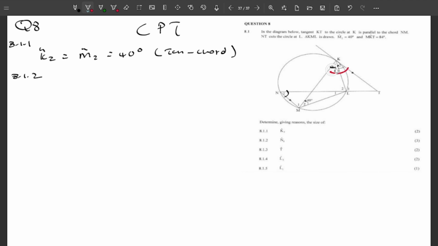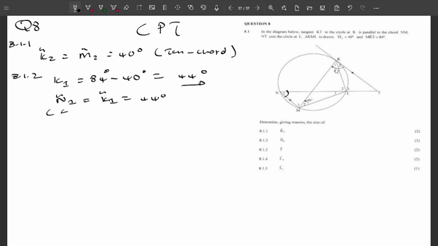So we're going to look for K1. K1 is equal to 84 minus 40. Do you see what I just did there? I took the K2 that we found and subtracted it from 84, which gives me 44 degrees. So K1 is 44 degrees, and then angle N1 is equal to angle K1, which is equal to 44 degrees, angles in the same segment.